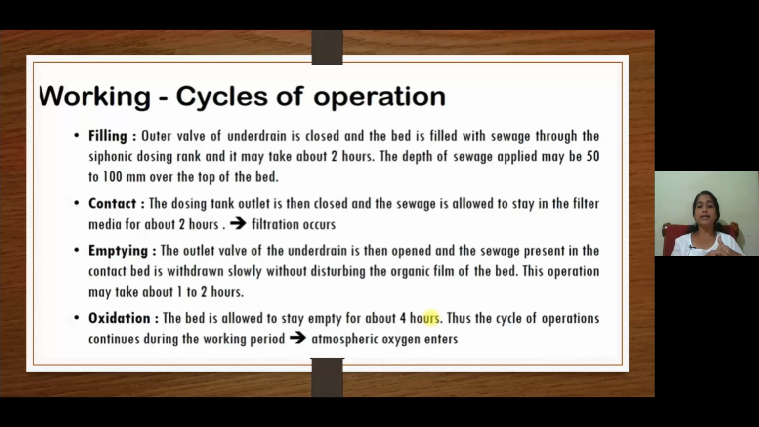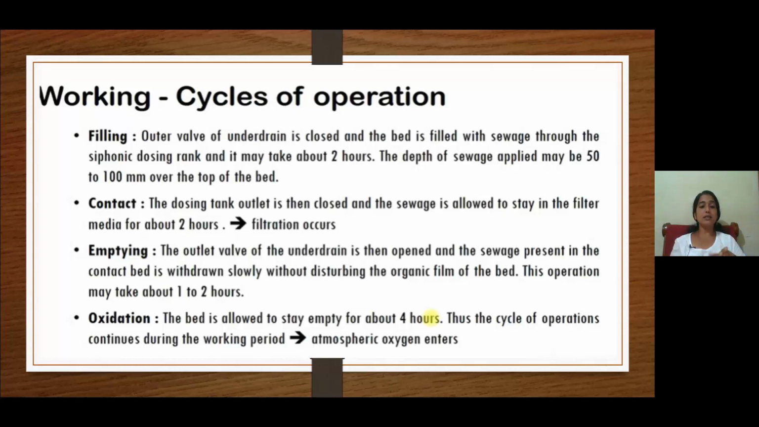And the contact period is about 2 hours. In this period, the filtration will occur. That is, the organic matter will be trapped inside the voids of this filtration media. Then the third operation is emptying, and the outer valve of the under drain is opened, and the sewage present in the contact bed is withdrawn slowly without disturbing the organic film of the bed. This operation may take nearly 1 to 2 hours.